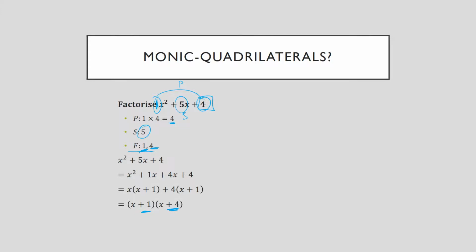which is usually what we do. With a monic quadratic, you can skip these steps and just go straight to this one. But when we have a non-monic, you need to go through those steps.